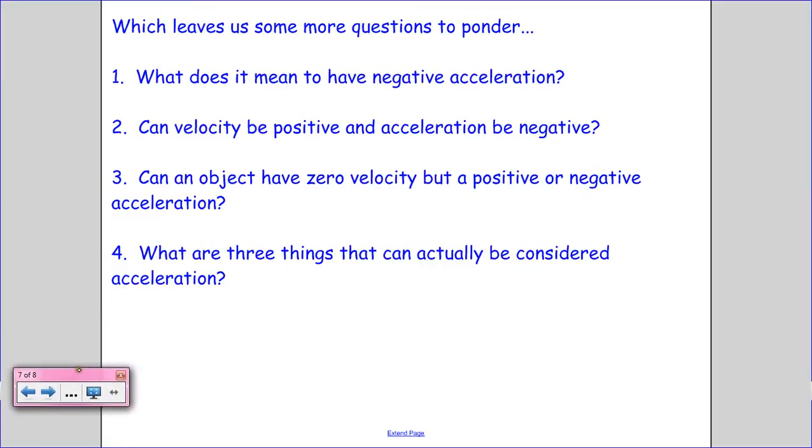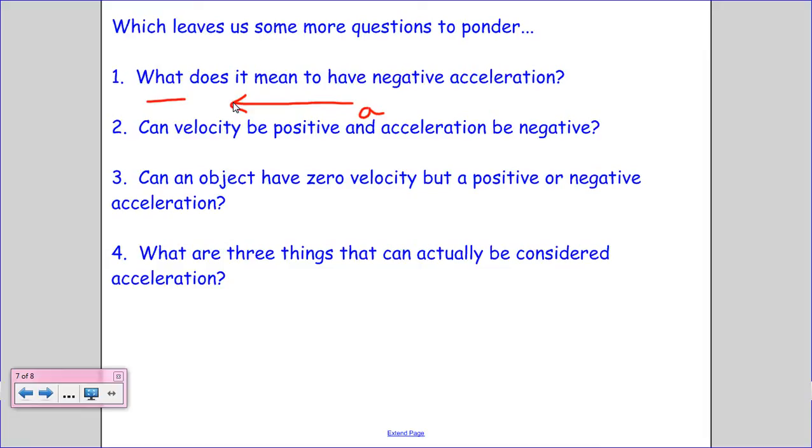So that leaves us with some more questions to look at. One, what does it mean to have a negative acceleration? Having a negative acceleration does not mean the object is slowing down. Having a negative acceleration literally means the acceleration is in the negative direction. So a car could be moving in the positive direction and slowing down, or it could be moving in the negative direction and speeding up. Both of those are examples of a negative acceleration.